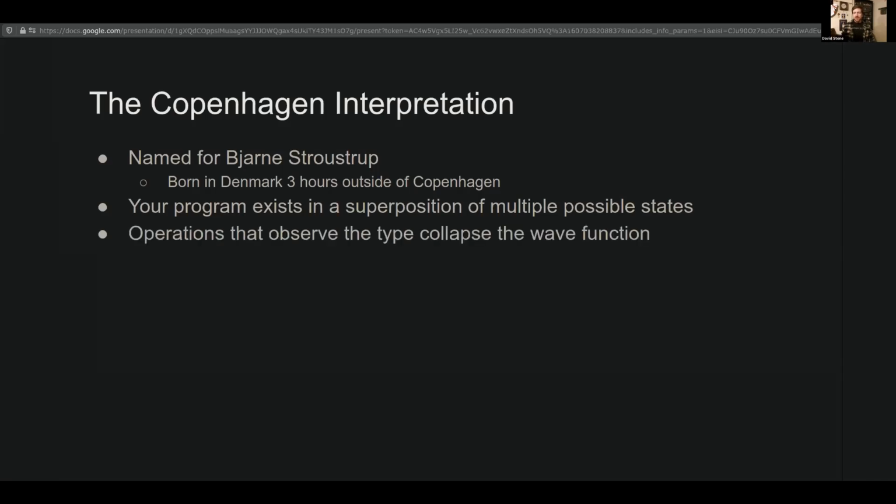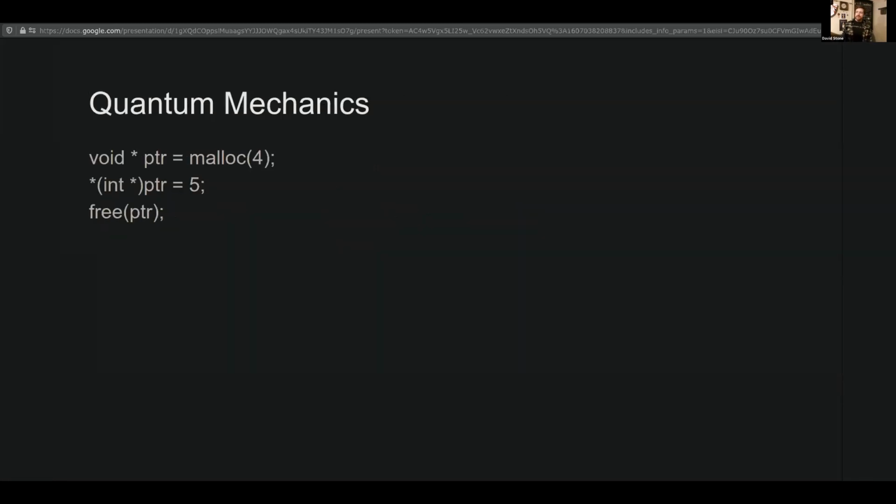And operations that observe the type collapse the wave function. So when you do that assignment operator, it went from being either int or float, so the cat was either alive or dead, and you observed it and you forced it to be one or the other. Now, unlike with traditional quantum mechanics, it's not just that you look at it and it shows you what it was. Here, you do something and that forces it to be one or the other. So when we go back to our old friend malloc here, that equals 5 line causes the memory to become an int.